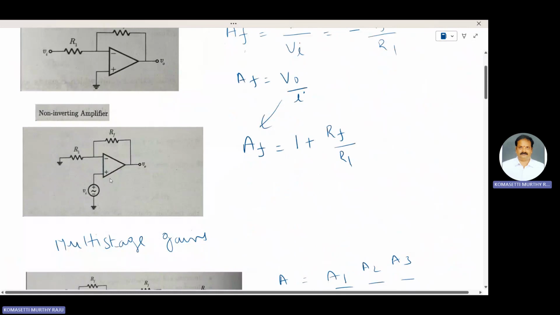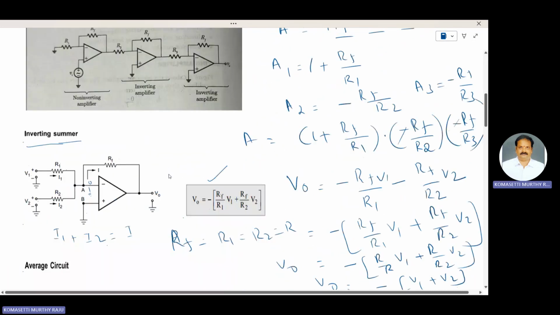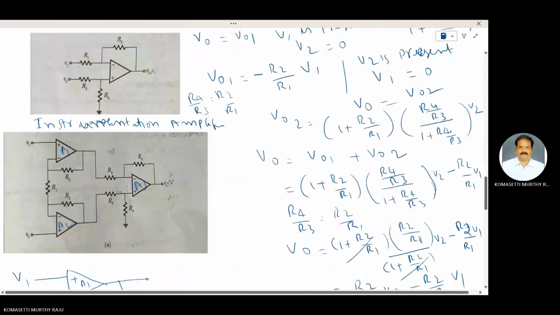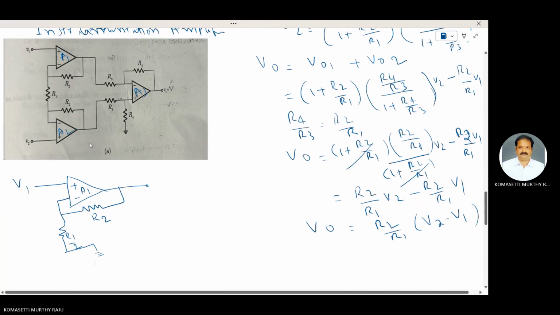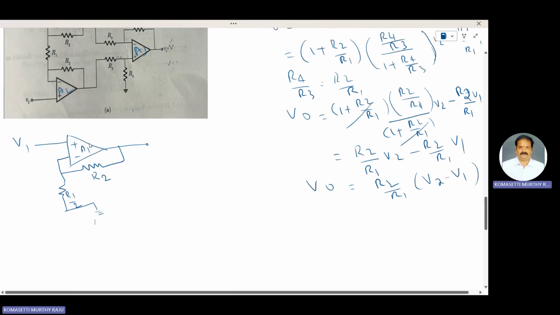Non-inverting amplifier. R1 is connected to ground, RF here. VA is connected to the plus non-inverting terminal of the op-amp. In this, A1 and A2 are non-inverting amplifiers. Therefore, VA is connected to the non-inverting terminal of the op-amp, that is plus. R2 is the feedback resistor. R1 is connected to ground. Here, R1 is split into R1 by 2 and R1 by 2.